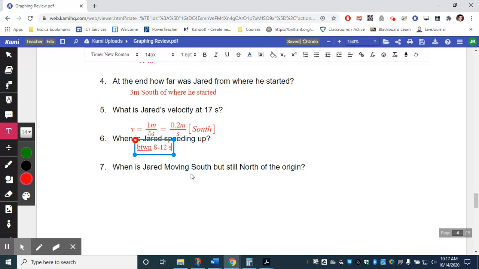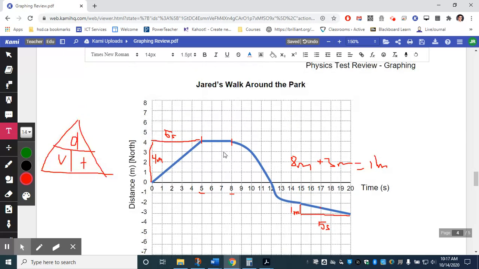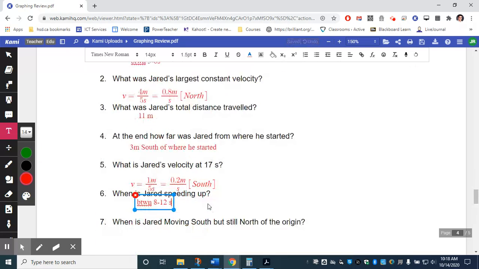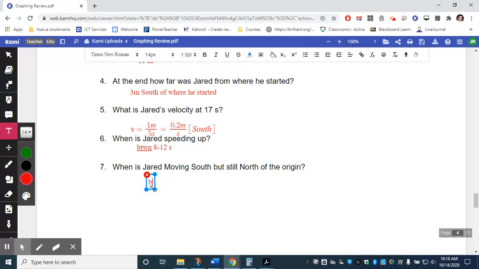And when is Jared moving south, but still north of the origin? When is he moving south? That means his movement needs to be down, but he's still north of the origin, means he's still above the origin. Well, here he's moving north and north. Here he's not moving. Here he's moving down and north. Oh, and he's moving down and he's south, moving down and he's south. And so it's just this section. It's the same as the last one. So again, it is between 8 and 12 seconds. That's when he's moving south, but north of the origin.